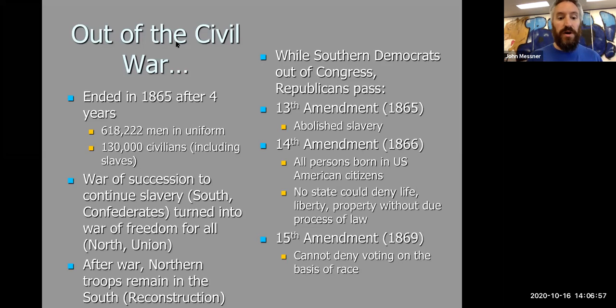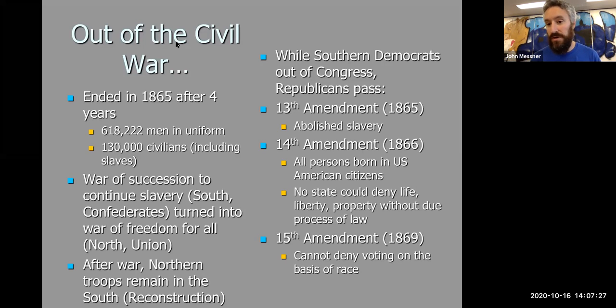So it becomes a war of secession, right? We have the South secede, and that's the South or the Confederates. And why they do so is to continue the institution of slavery and to fight for states' rights, another thing that you might hear, and power against the federal government. But it turned into all-out war where the North, led by Abraham Lincoln, who just got elected, wanted to reunify the country and squash slavery at the same time. So it turned into a war of freedom for all people in America.